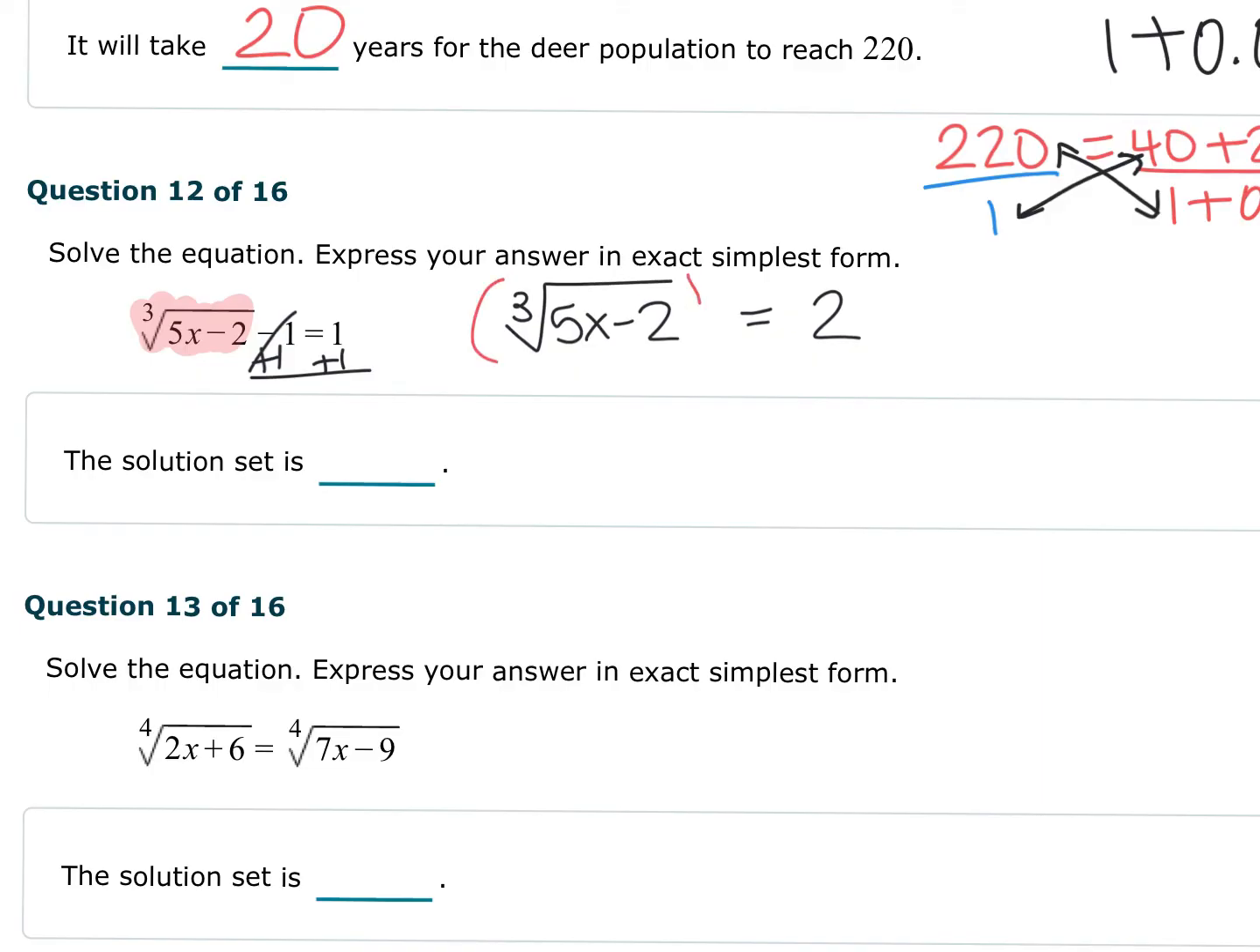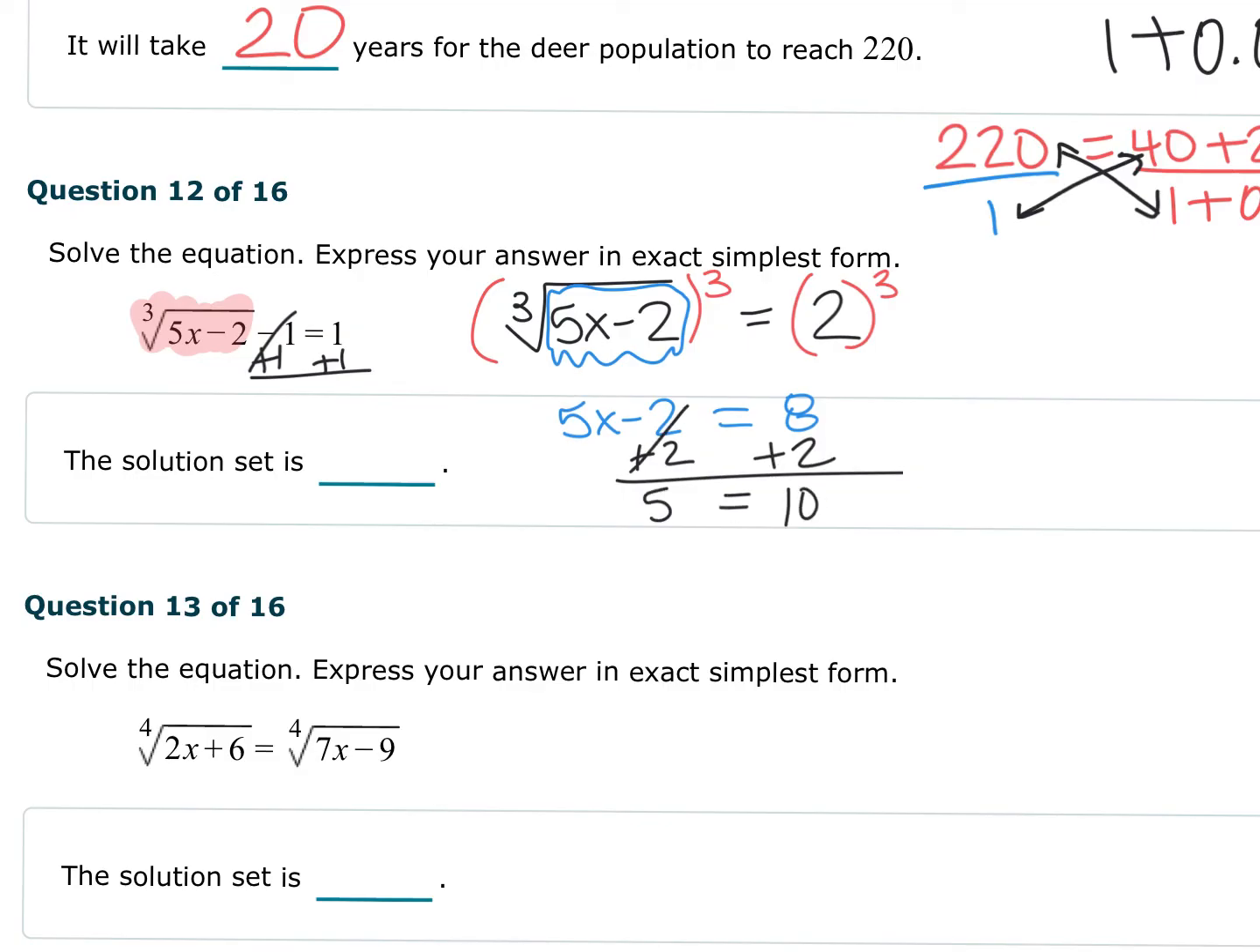Now that I have the cube root isolated, I can just go ahead and cube both sides. When I cube the left side, the whole point is to get this inner part here, which is 5x minus 2, to be released. So the cube root goes away because I cubed it, and then 2 cubed is 8. And then I'm going to continue to solve this linear equation. Divide both sides by 5, and I end up with x equals 2.